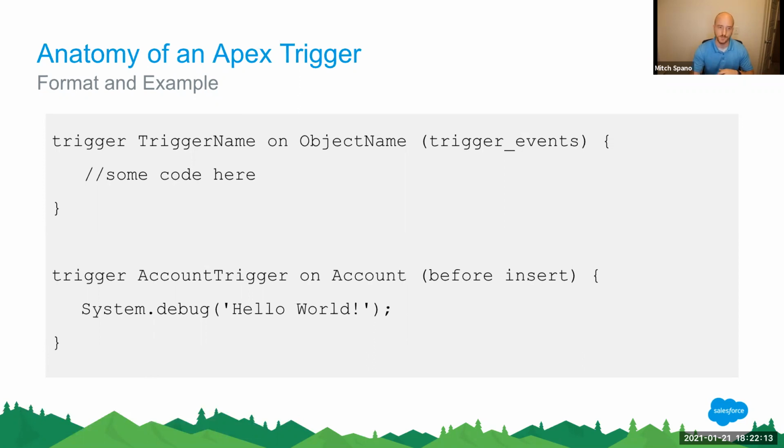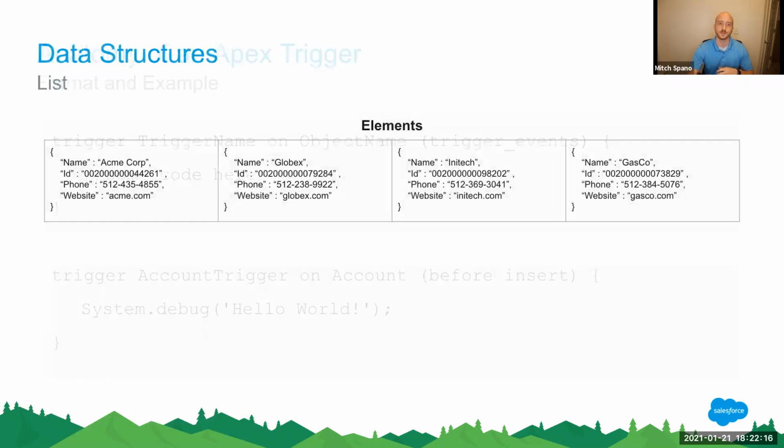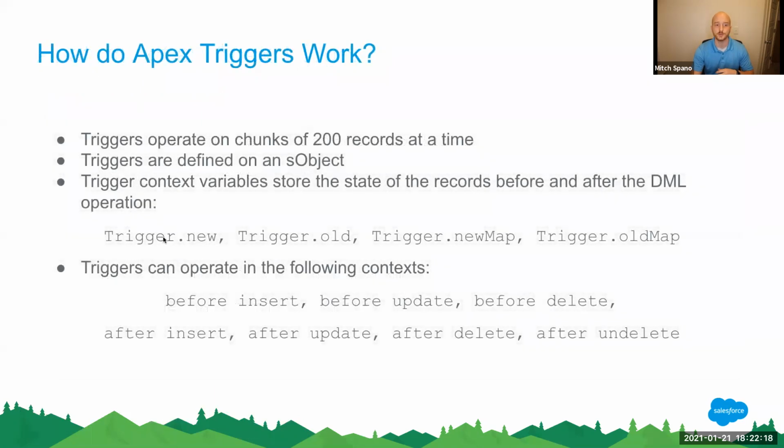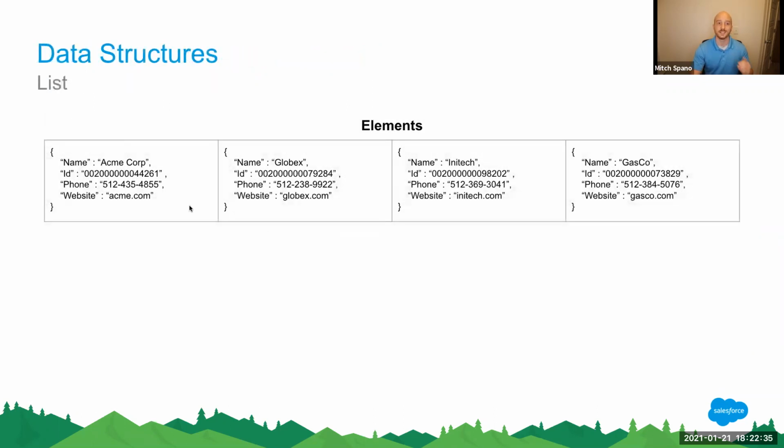This is the very beginner place where you're going to learn and start authoring your Apex triggers. Going back to what we had, Trigger.new, Trigger.old, Trigger.newMap, and Trigger.oldMap are what hold the records being processed in the transaction themselves. We'll start with Trigger.new and Trigger.old. These are just lists of records. A list can have multiple elements. Here we've got Acme Corporation, Globex, Initech, and Gas Company, and they all are just in line.